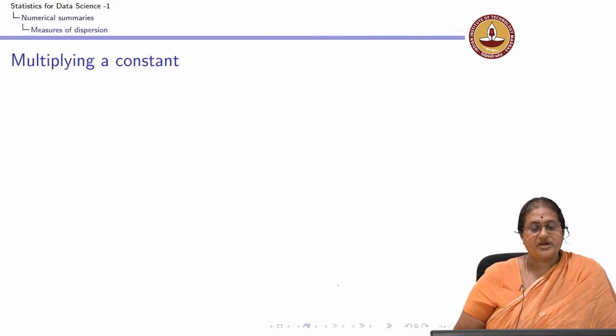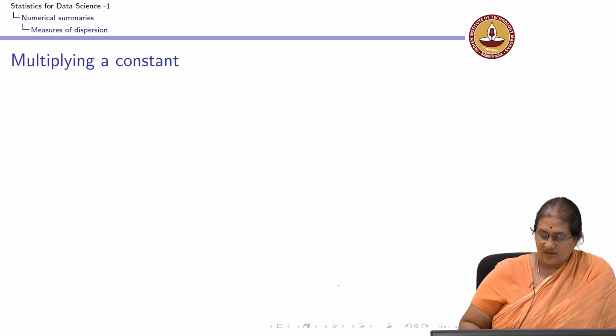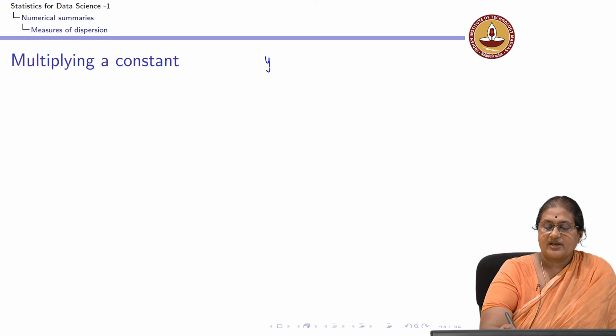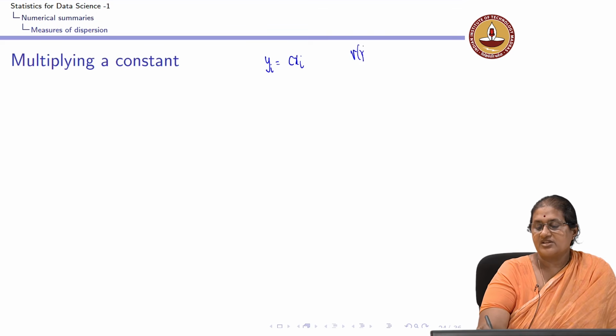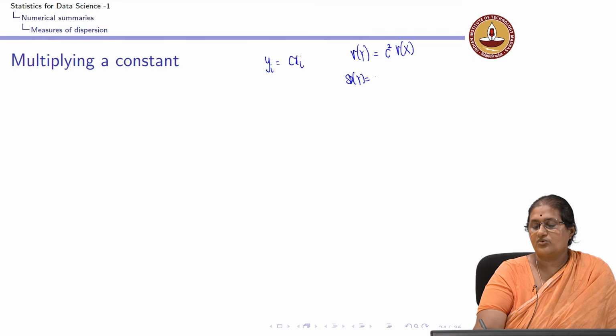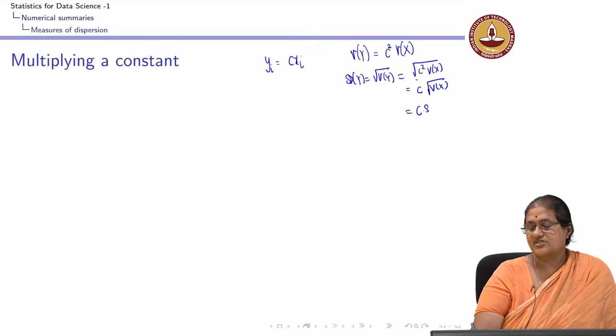What happens when we multiply by a constant? Again, you know that if yi is equal to c times xi, we saw the variance of y is c square times variance of x. Hence, the standard deviation of y, which is the square root of the variance of y, would be the square root of c square variance of x, which is c times the root of variance of x, which is c times the standard deviation of x.